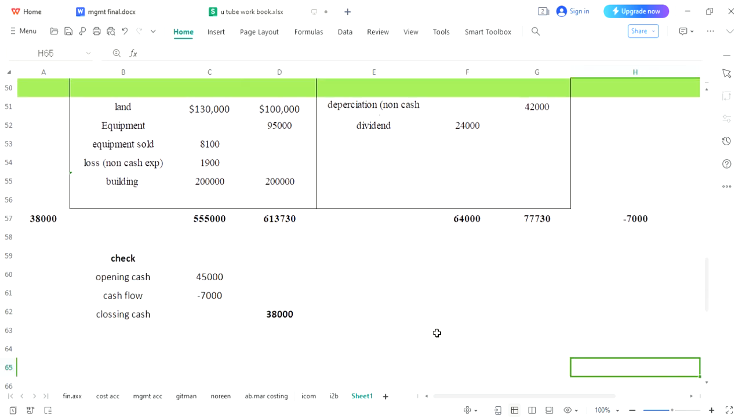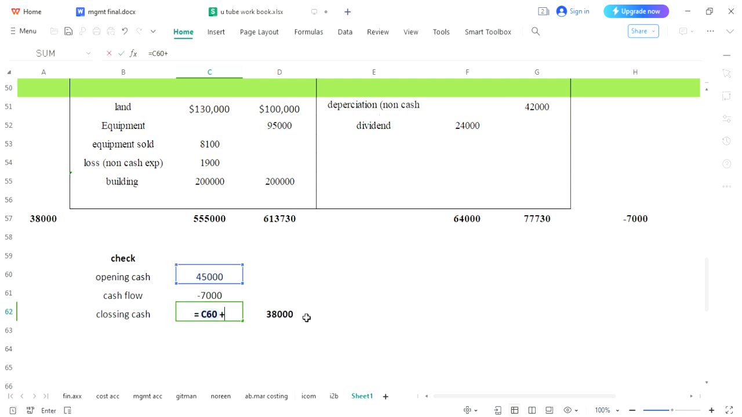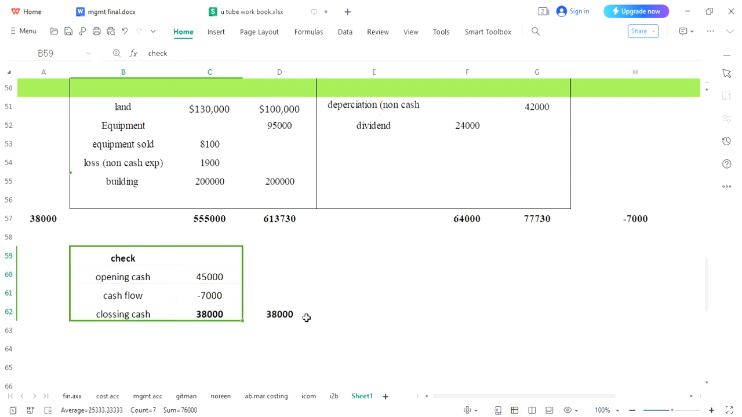Alright, now we will check whether our question is okay or not. This check is very simple. When you adjust this answer in opening cash, closing cash should automatically be 38,000. So let's see, we have 45,000 and 7,000, so we have got our answer 38,000. I am requesting you to please be very attentive, because in your exam this is the only way with which you can check whether your answer is correct or not.